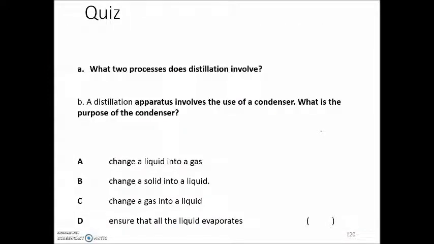So let's have a short quiz now on what two processes does distillation involve and what is the purpose of the condenser.